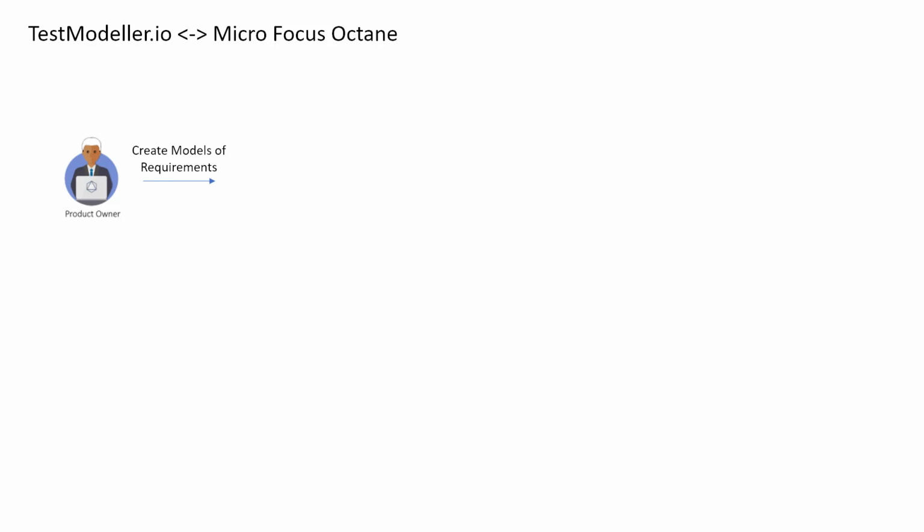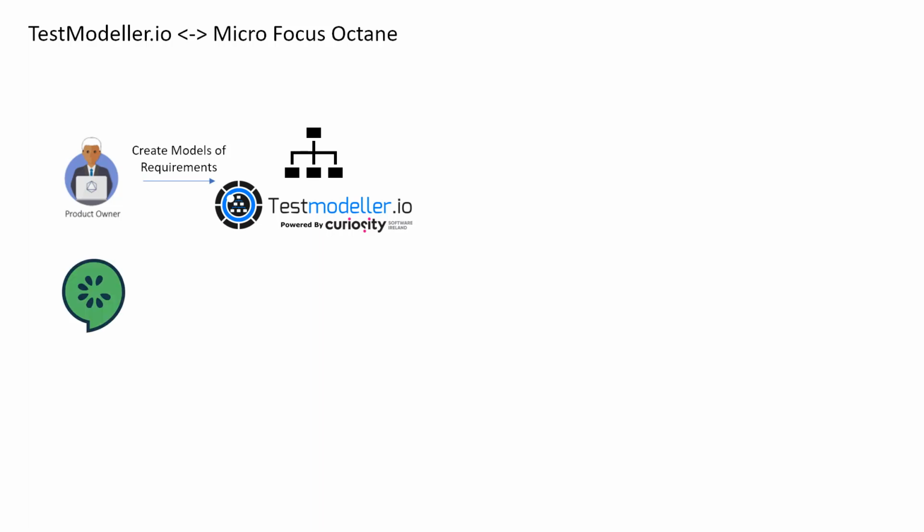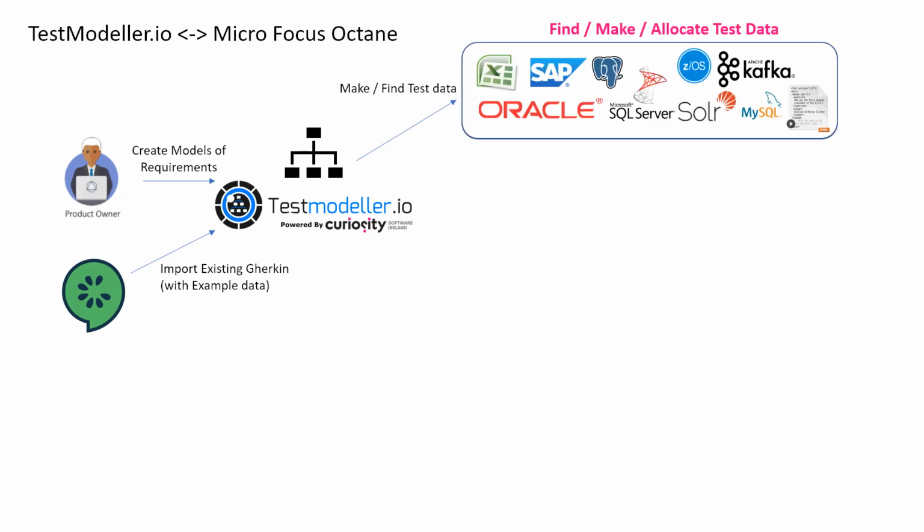They can come in to Test Modeler and start creating models of the system requirements that they want to be built. Now, you may have some existing Gherkin that exists in your organization, and you can import these in along with any example data that you have. Once a model exists, you can overlay test data criteria, and that's going to go away to all sorts of different external data sources and allow you to make and find the test data you need for your different scenarios.